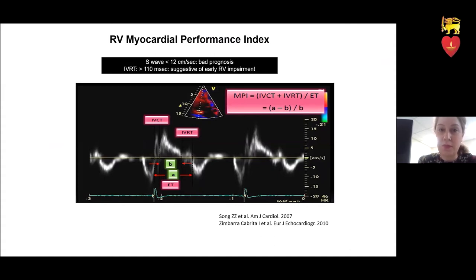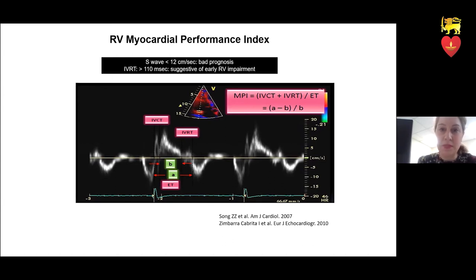You can take here the isovolumic contraction time, the isovolumic relaxation time, and the ejection time. And when you divide the sum of the contraction time and the relaxation time by the ejection time, you will have the myocardial performance index, which is suggestive of the degree of RV impairment. Also, if the S wave is less than 12, it means bad prognosis. And if you have prolongation of the relaxation time, it means early RV impairment.